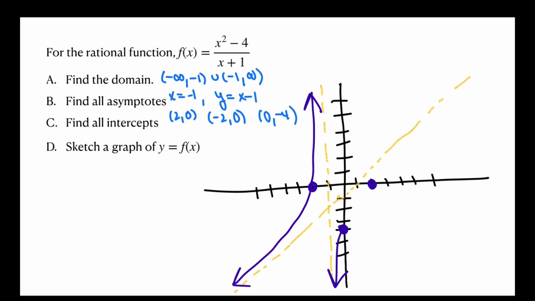And then I'm going to connect the graph from my y-intercept to my x-intercept. And then to the right of my x-intercept, as we go to the right side of the graph, we have to be approaching that slant asymptote. And there's a rough sketch of the graph of this function.